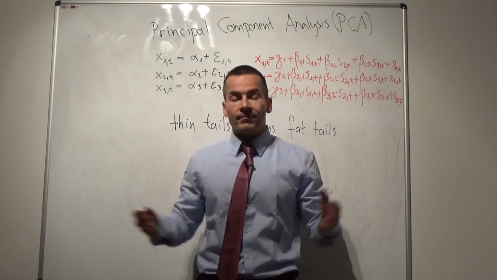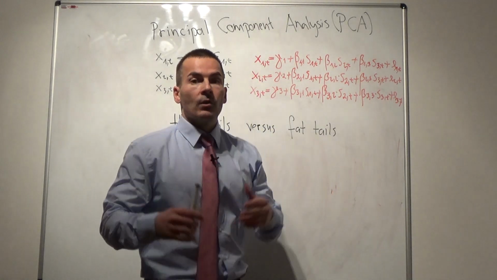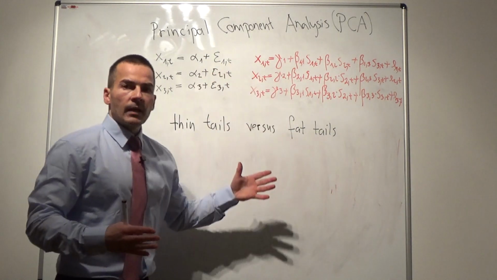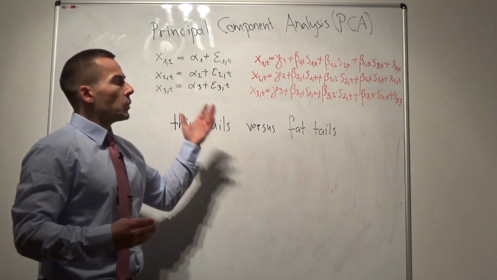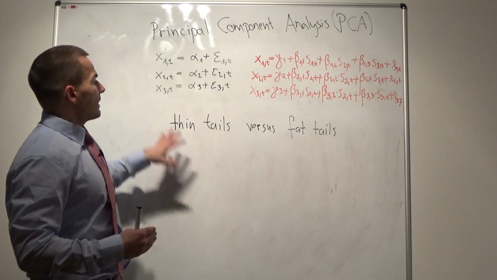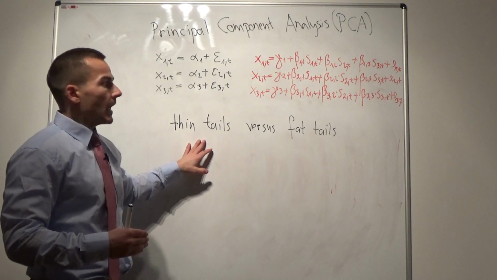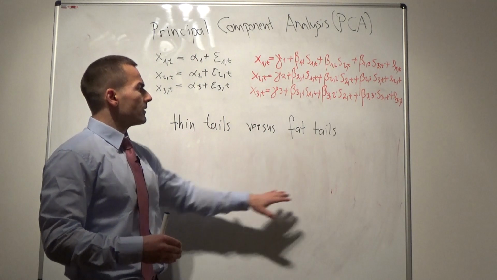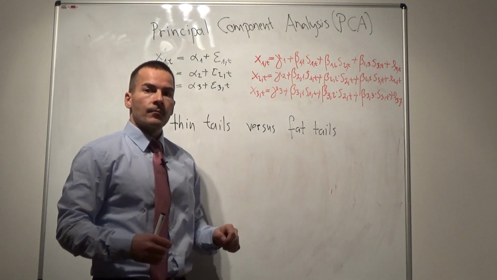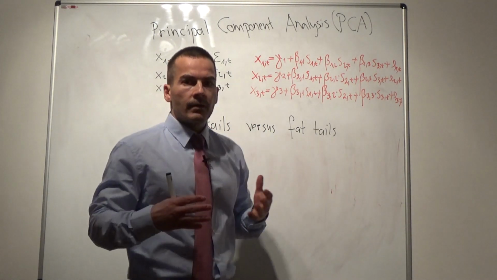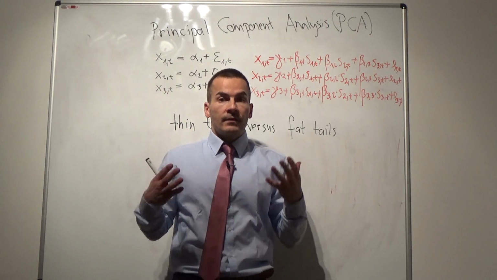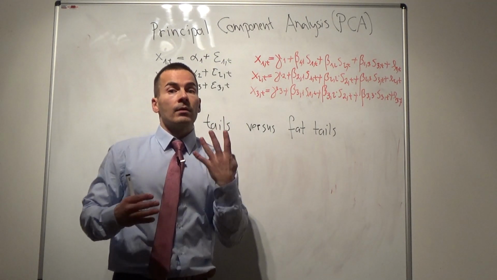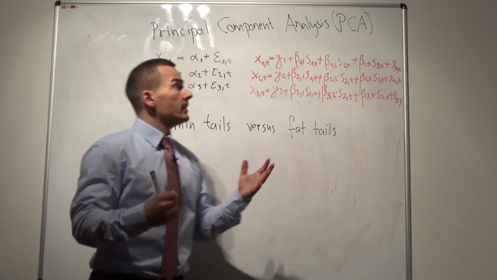So what did we learn from Nassim Taleb? He said that in order to do principal component analysis, we should have data vectors that have thin tails as opposed to fat tails. So what's the difference between thin tails and fat tails? Now we have to remember what we know from statistics classes. We know there are at least four central moments that any distribution has.